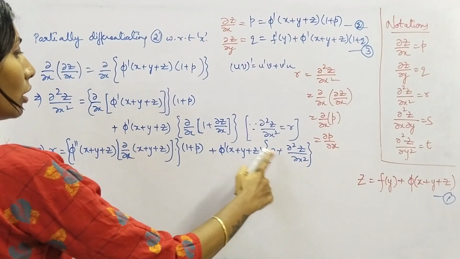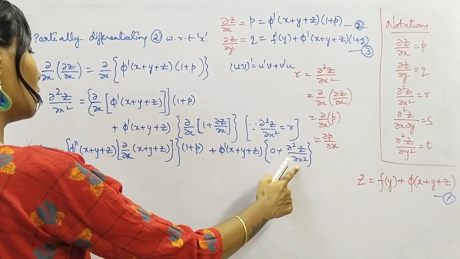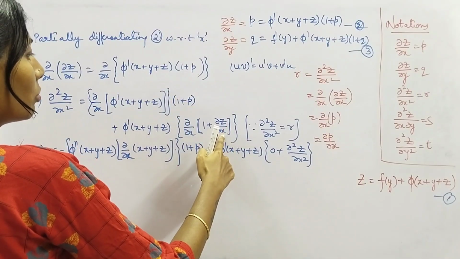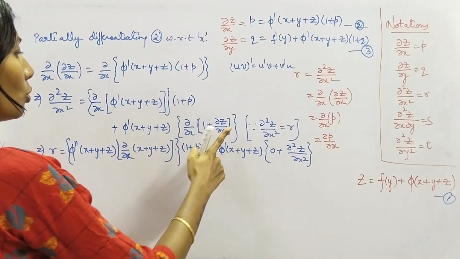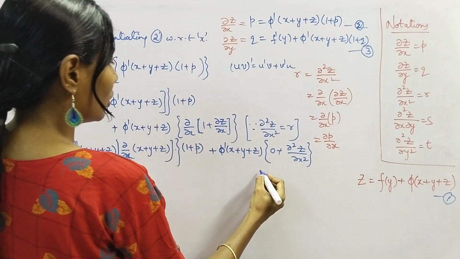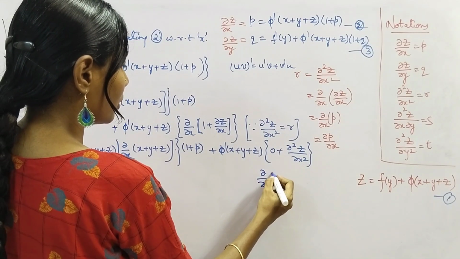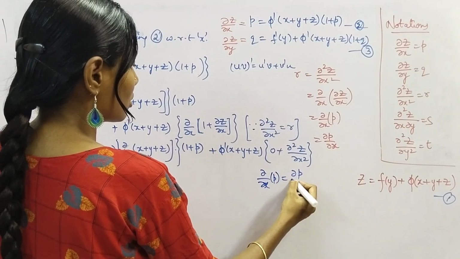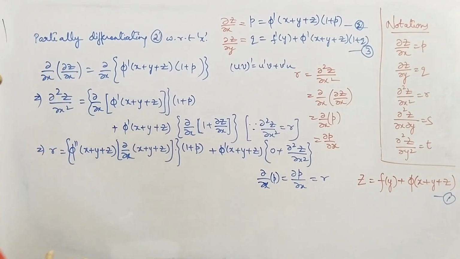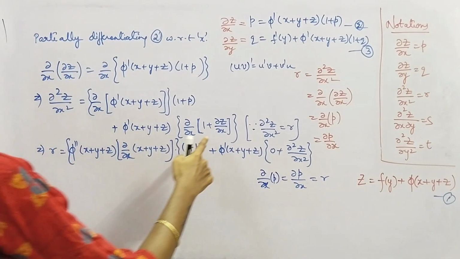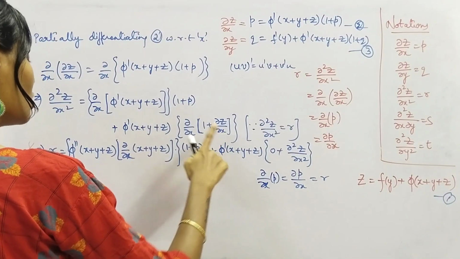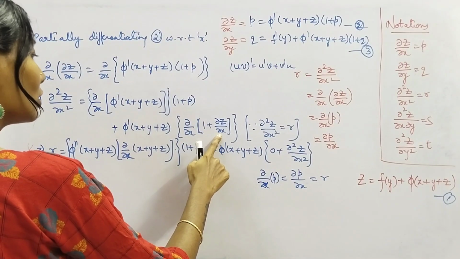Okay, in order to write dou square z by dou x square directly here, I just wrote p as dou z by dou x. Instead of writing p, I wrote dou z by dou x. If you write p, what you'll get here is dou by dou x of p. You'll write it as this, and in the next step you'll change it as r. So instead of writing p, I wrote dou z by dou x just for our convenience. You can also write it as p.